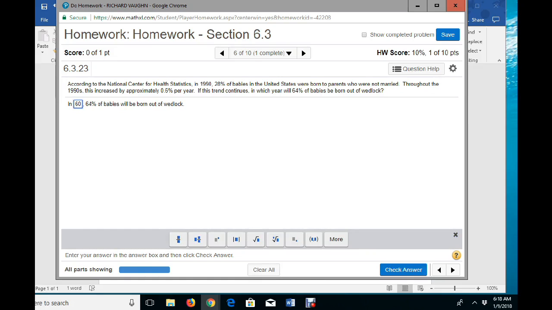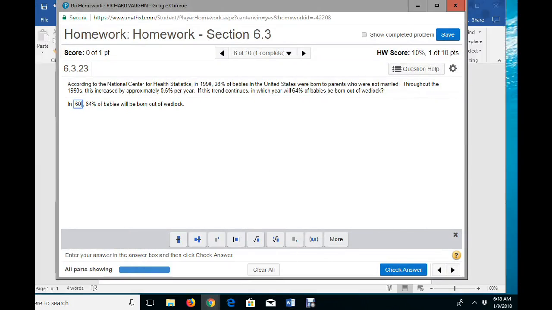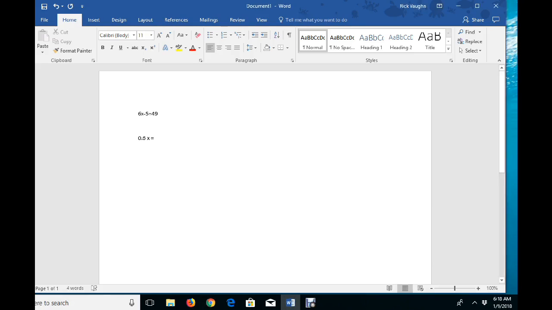Once again, we could set this up with an algebraic equation. And so the algebraic equation in this case would be something like this: 0.6 times x, the number of years, has to add up to the end result, which was 64% minus 28%, because we want just the increase between these two. So you'd solve this with 0.6 times x is equal to 36, this is where you get the 36 from. Then you divide both sides by 0.6 to get your 60 years.